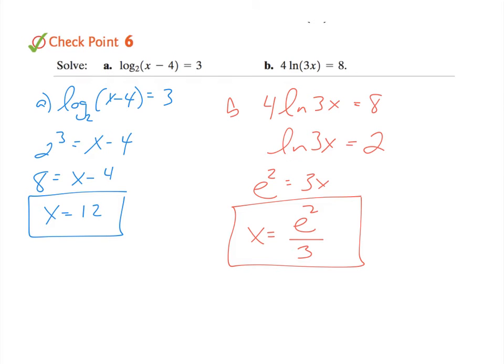For the second example, remember the first thing we had to do is get the natural log by itself, so we divided both sides by 4 to get the ln of 3x is equal to 2. And this turns into e squared equals 3x, and then through algebra we get x is equal to e squared divided by 3.